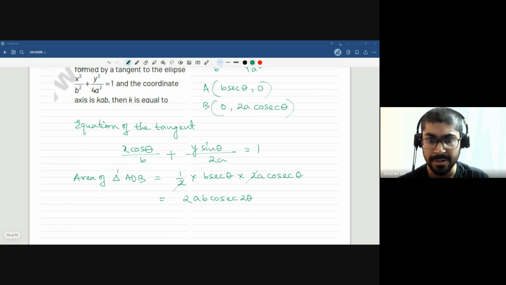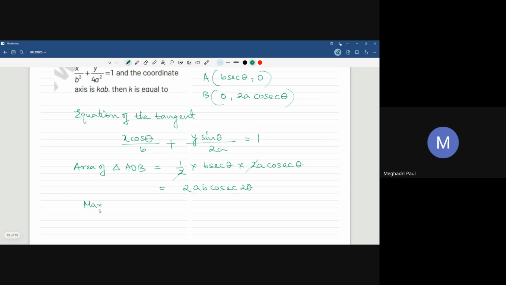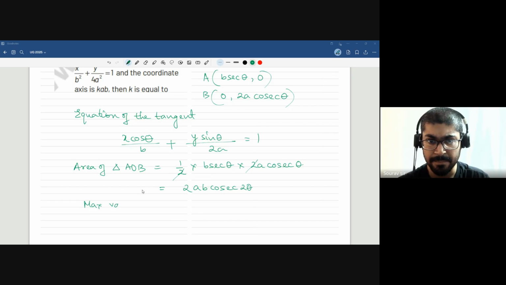So K times ab, what will be K? K will be 2. It says minimum area, right? Oh yeah. Yes, sorry. So the mistake was mine. Since it is 1 by sin 2 theta, the maximum value of sin 2 theta is 1. Okay. So that is why cosec 2 theta will also be 1. Because if I take the minimum value of 1, it will go to negative, and I cannot divide by 0, right? That is why sin theta maximum value is 1.